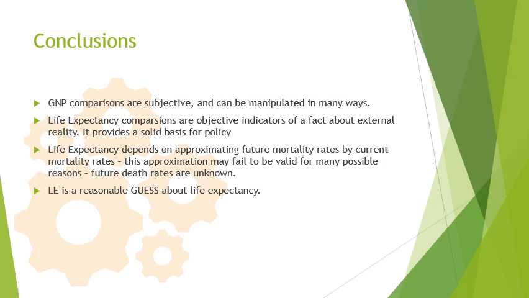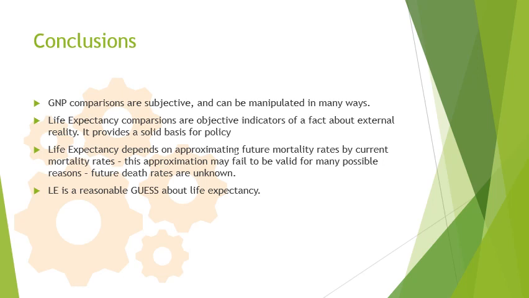The life expectancy is not a number like that because it is actually about the country. And so similarly, one-dimensional numerical measures of things are about the thing being measured. But if you have multiple indicators or if you have qualitative things, then the numbers are about the person who is doing the measuring. So life expectancy comparisons are objective indicators of a fact about external reality.